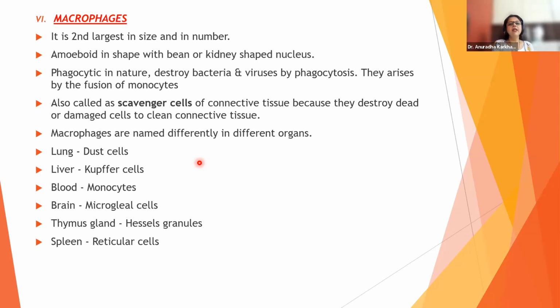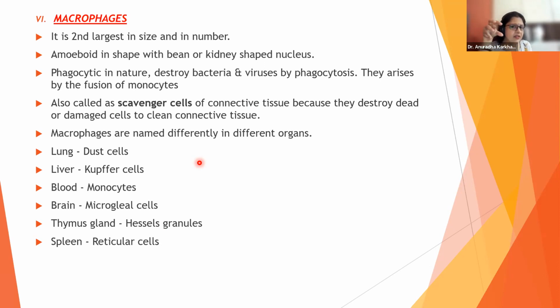Yes. Then we come to macrophages. You might be knowing this about the macrophages. It's the second largest in size. So fibroblast was largest. The second largest is macrophages. Amoeboid in shape with bean or kidney shaped nucleus. Phagocytic in nature, destroys bacteria and virus by phagocytosis. They arise by the fusion of monocytes.